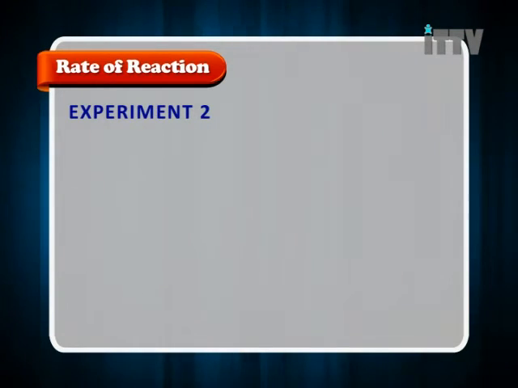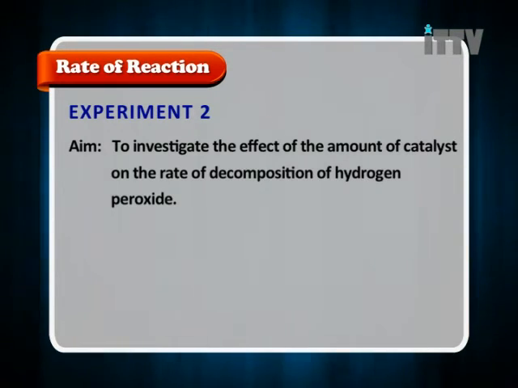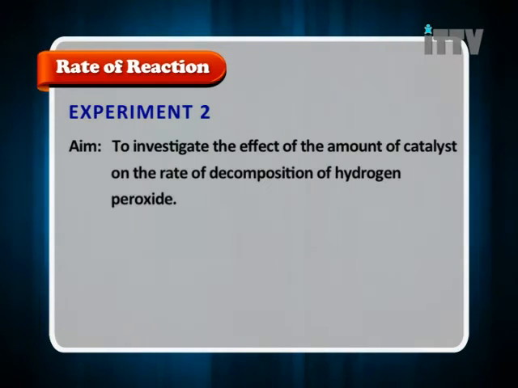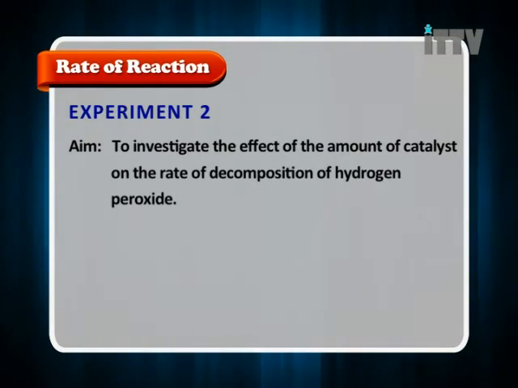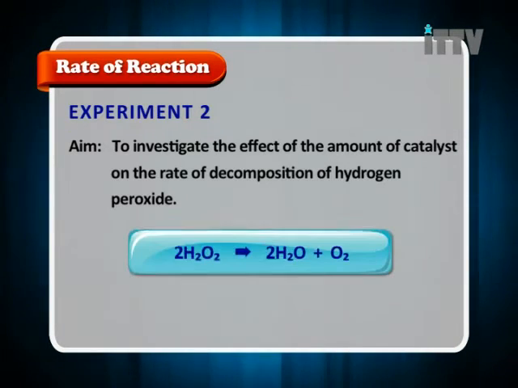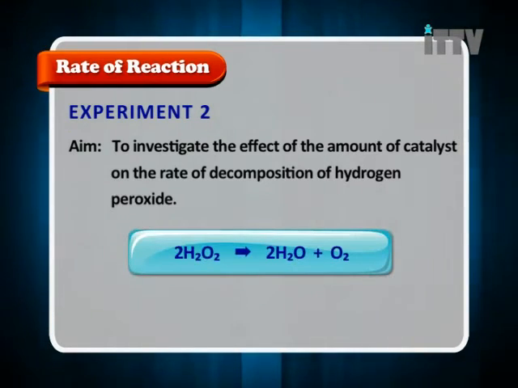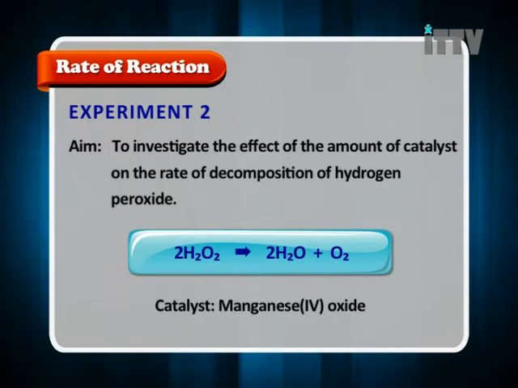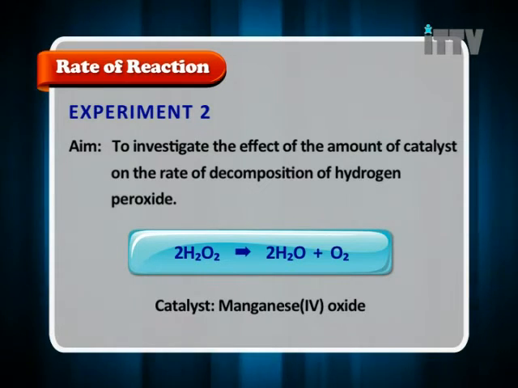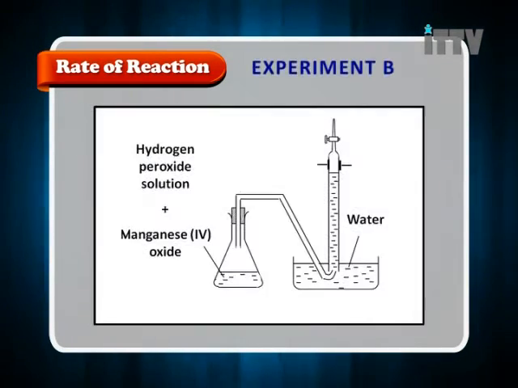Experiment 2. To investigate the effect of the amount of catalyst on the rate of decomposition of hydrogen peroxide. Once again, our equation is 2H2O2 produces 2H2O and O2. Our catalyst is still the same, manganese(IV) oxide.